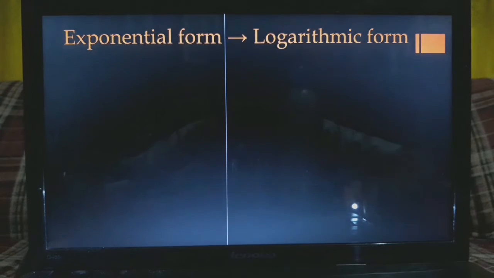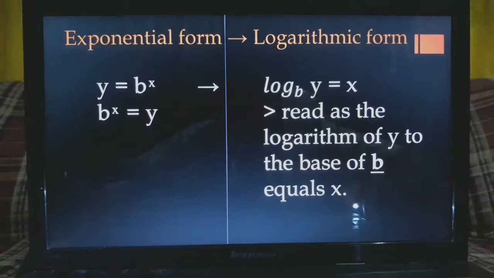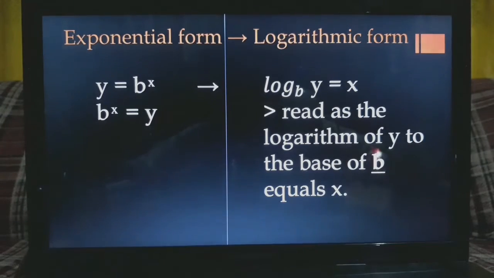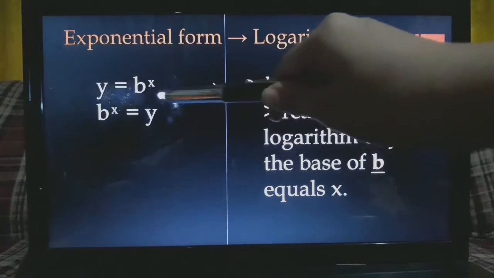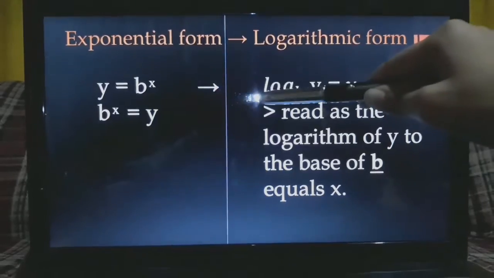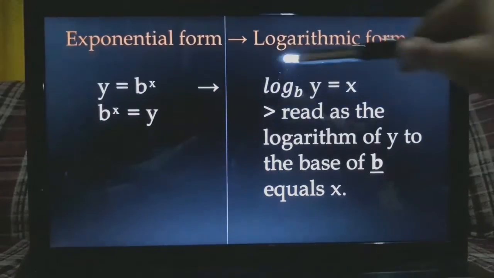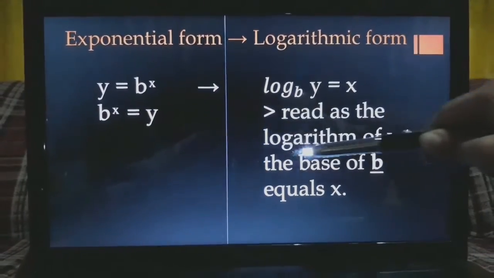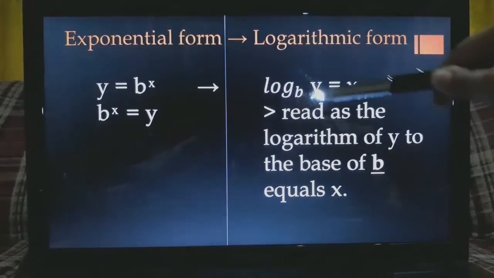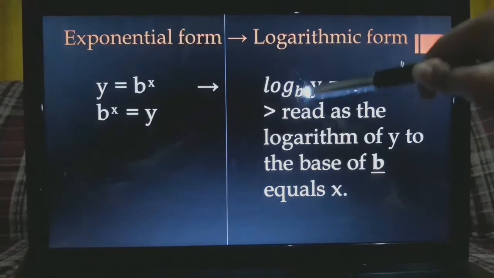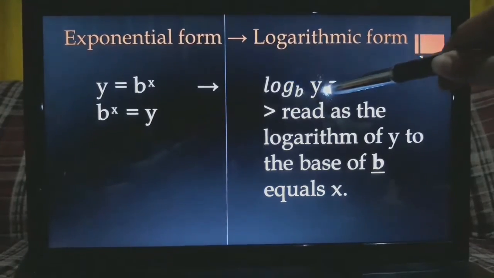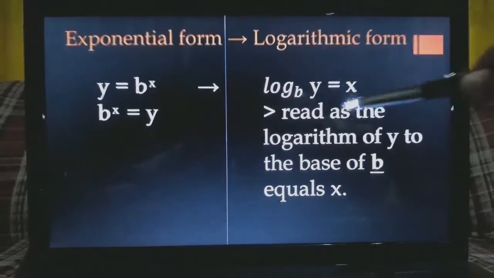So next is the exponential form into logarithmic form. Here is y is equal to b raised to x, which becomes: read as the logarithm of y to the base of b is equal to x.